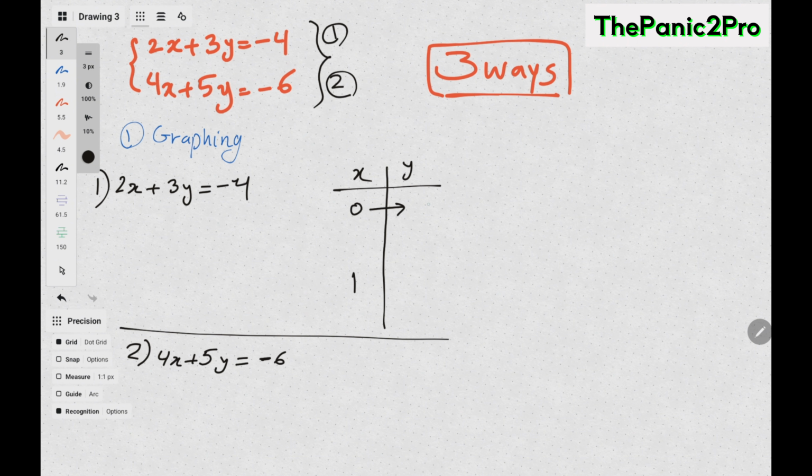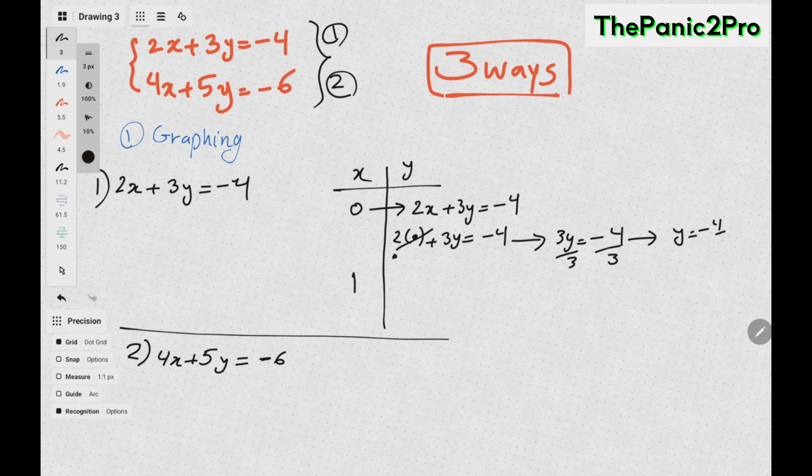Let's say for x = 0, I have the formulation 2x plus 3y equals minus 4. So for x = 0, this becomes 3y equals minus 4. Then we divide each side by 3, so y is minus 4 over 3. This is one point.